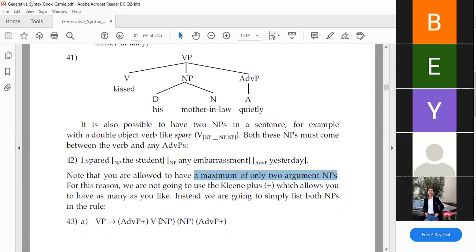That's why here we need optional NP, optional NP. We don't say optional NP plus, because if we add a plus, then we mean 1, 2, 3, 4, 5 NPs, but this is not true. That's why we need to have the rule like this: optional ADP plus, the head V, obligatory, and then optional NP, optional NP, then ADP plus.